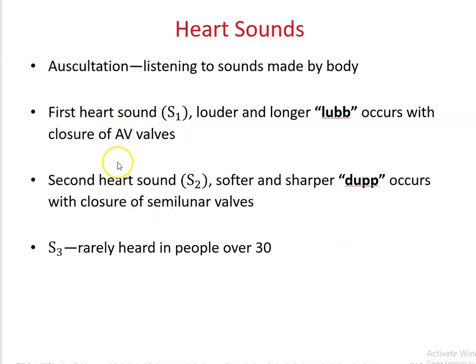The contraction of the atrium or ventricle can be heard through the sounds made by the heart. The first heart sound is louder and longer, and occurs with the closure of the AV valve. The second sound is softer and sharper, and occurs with the closure of the semilunar valve. And the third sound is rarely heard in people over 30.